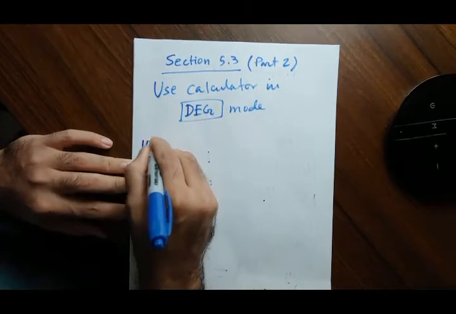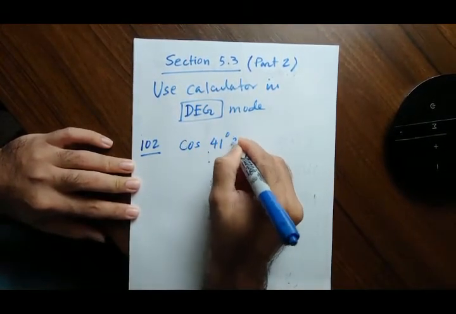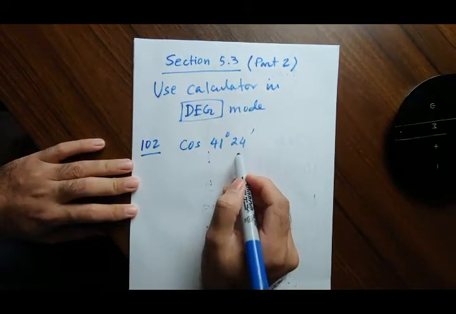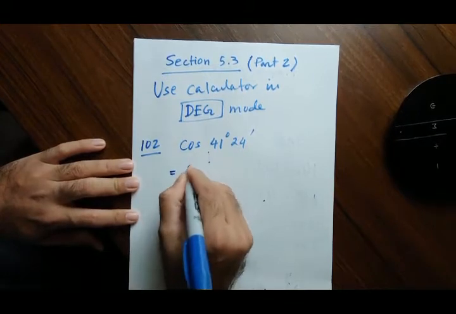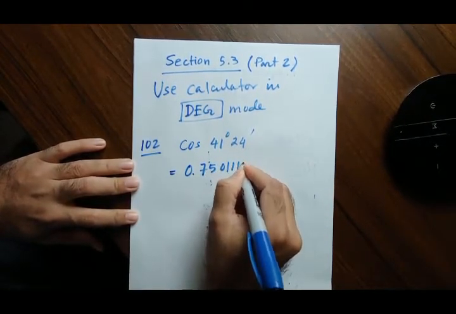For example, 102, cosine of 41 degrees and 24 minutes. You have to plug in 41 degrees and 24 minutes in the calculator and find the cosine of it. The answer should be 0.7501107.